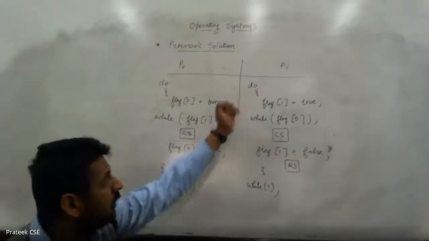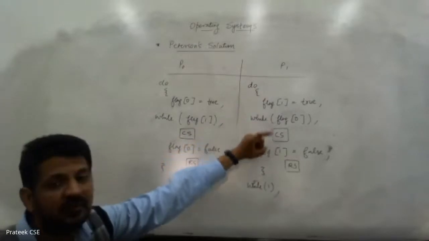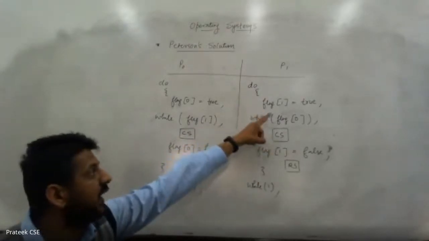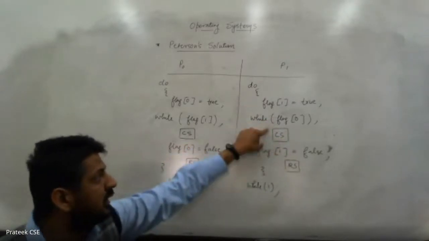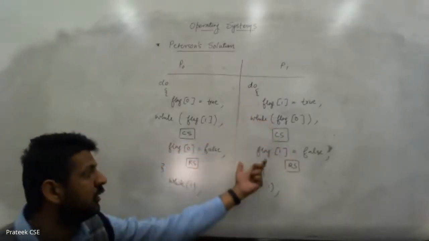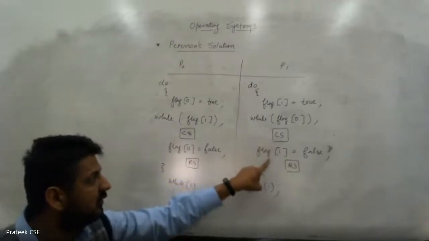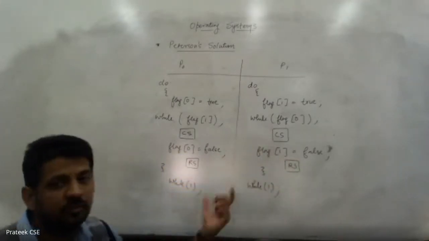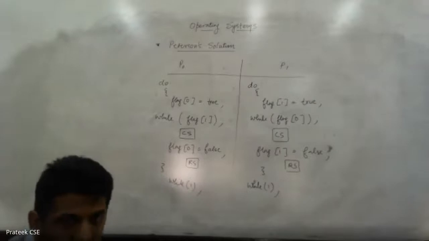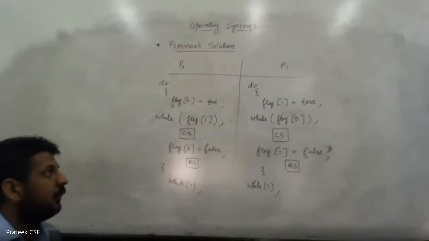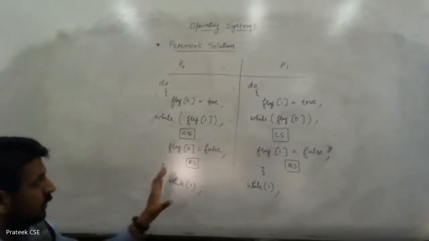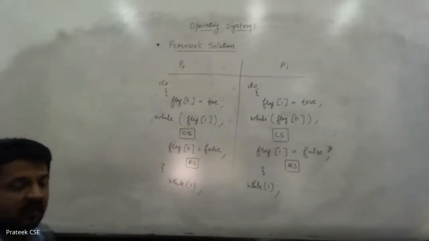Similarly, if P1 wants to enter the critical section, it will set flag[1] equals true, and in the while we will have flag[0], then the critical section. And if P1 wants to exit the critical section, it will simply set flag[1] equals false. So this is how the code will be written for both processes, as Peterson's solution is applicable to two processes. Now let's see all the cases one by one.